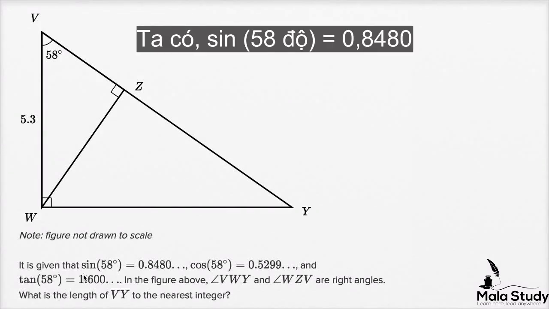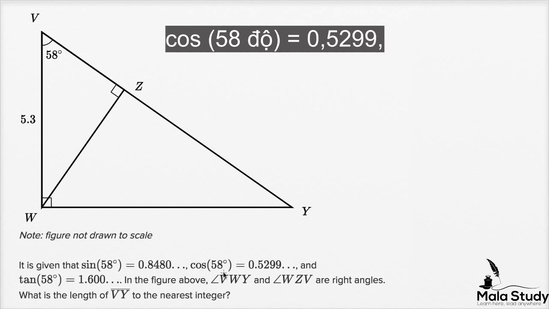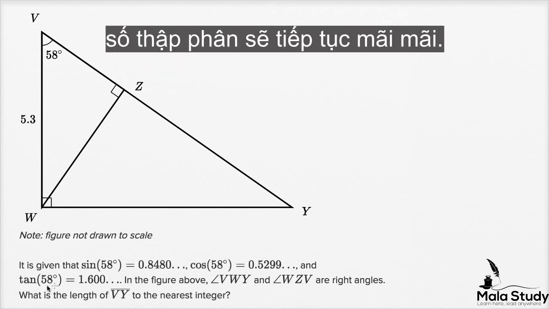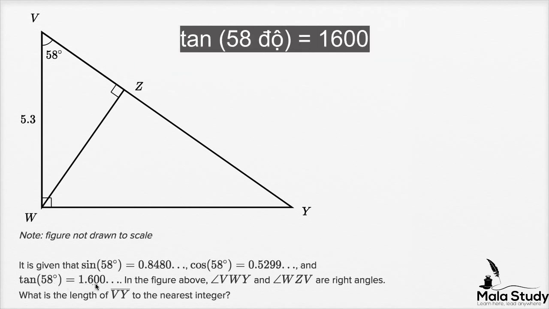It is given that sine of 58 degrees is equal to 0.8480. Cosine of 58 degrees is 0.5299. And actually, they're just giving us the first few digits of these. They keep going on and on and on. And tangent of 58 degrees is 1.600.